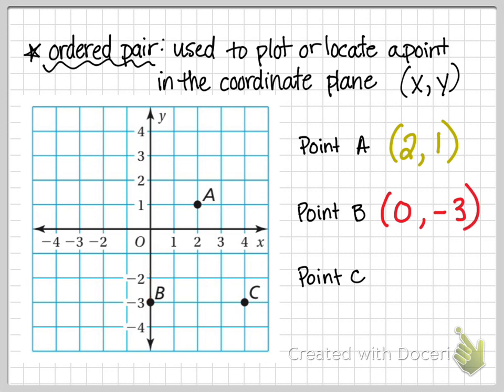Okay, and finally with point C, this one we're going over 1, 2, 3, 4 in a positive direction. So our x-coordinate is 4. And then we went down 1, 2, 3. We went down 3 in a negative direction, so -3. So the point C is at (4, -3). So order matters with ordered pairs. You always put the horizontal x-coordinate first, and then second you put the y-coordinate up or down.